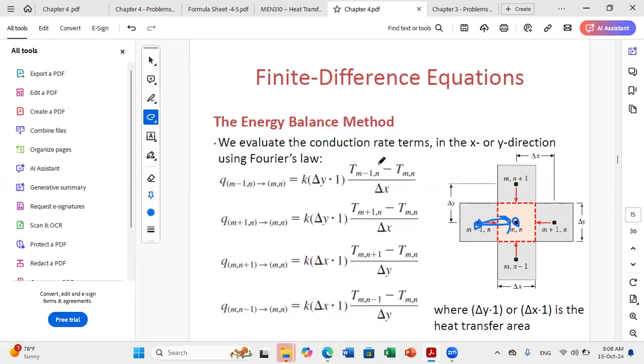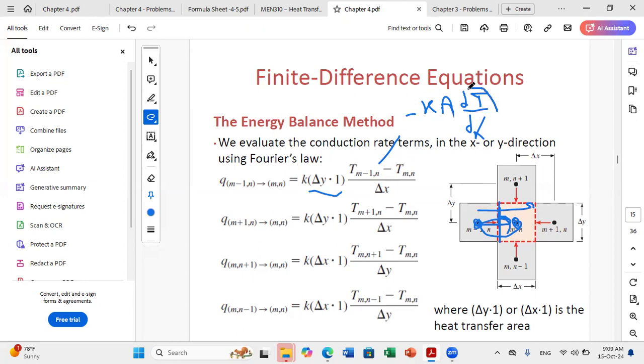And if you try to do minus K A dT by dx, you'll get exactly the same result. Why? Because the area here, what is the area? The area is delta y times the depth, so delta y times 1. And what is dT by dx? If we want to write it in numerical form, this is the x direction. So I take T at this point minus T at this point over this distance.